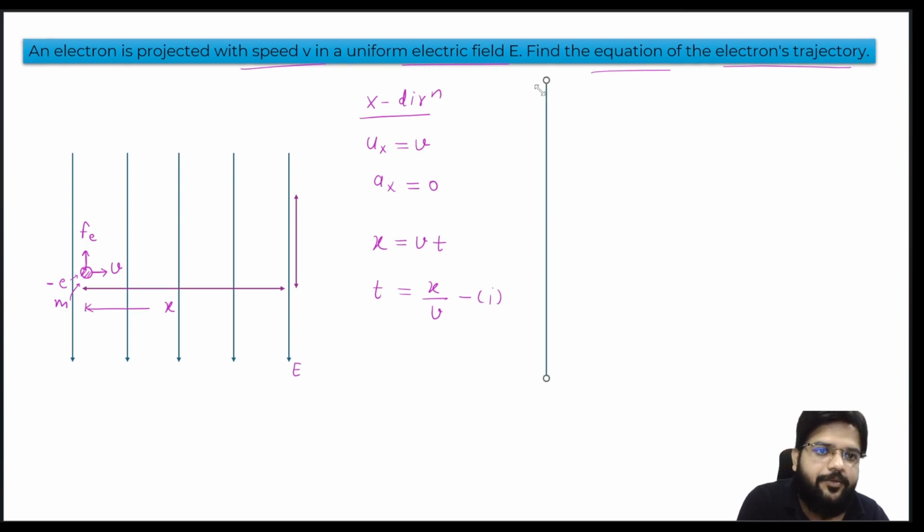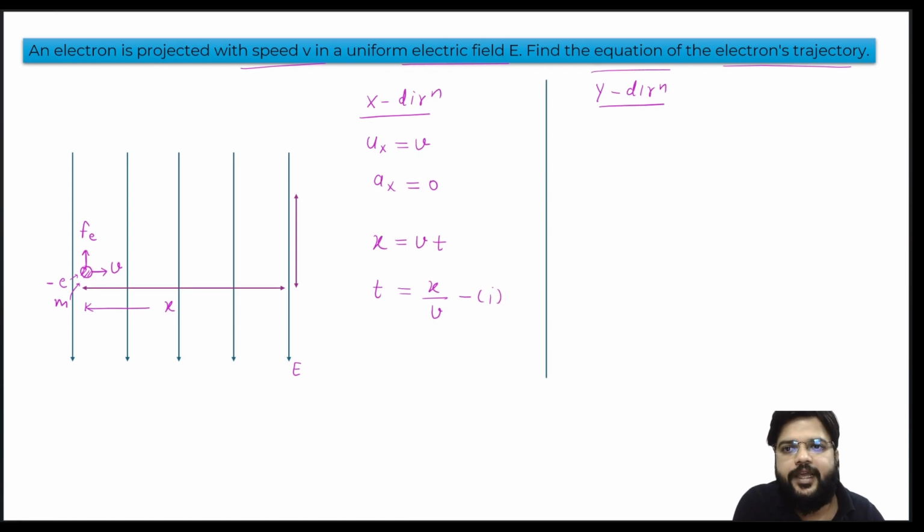Now look at the y direction, everyone. What is happening? If we look at the acceleration of this particle in the y direction, it is because force is acting. According to Newton's second law, the acceleration of the particle can be written as QE by m, and the charge on the particle is e here, so eE by m. This is the acceleration of the particle along the y direction.